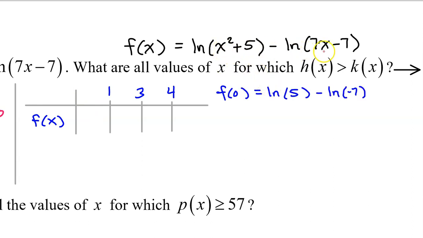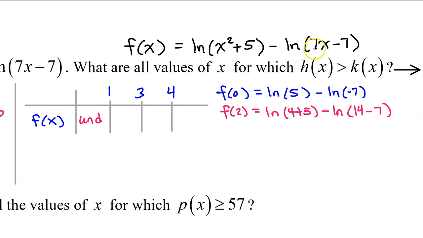Plugging in 0 for these x's gives us the natural log of 5 minus the natural log of negative 7. But you cannot take the natural log of a negative number, so f at 0 is undefined. So f of x will be undefined in the first interval. For the next interval, let's use a test value of 2. So let's evaluate f at 2.